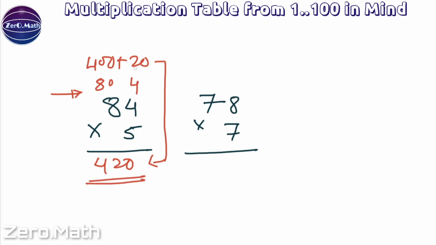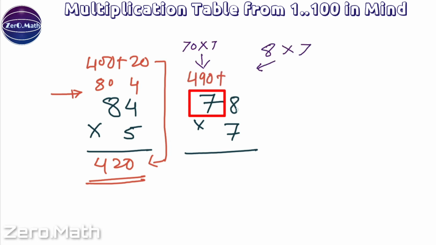You can see adding 20 to 400 is always easy, isn't it? Let's take the next one. So look at this 7, this is not 7, this is 70. This is how you should remember it. So 70 into 7 is 490 plus 8 times 7 is 56. Now it looks like a complex addition, isn't it?